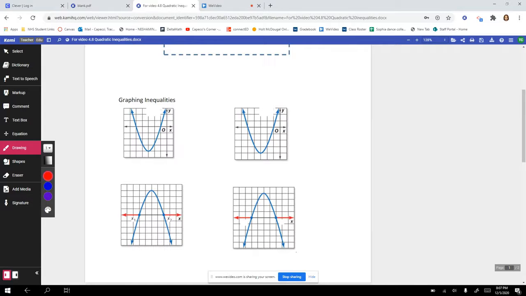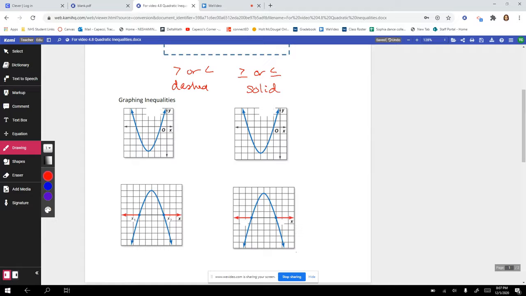So just a reminder, when you're graphing inequalities, if it's greater than or less than, we're going to use a dashed line. If it's greater than or equal to or less than or equal to, we're going to use a solid line. Now, the shading with these, once you graph the parabola, just like you had with equations, is where to shade it.